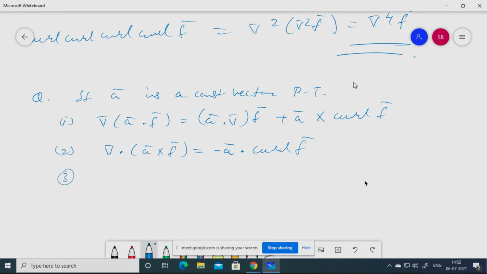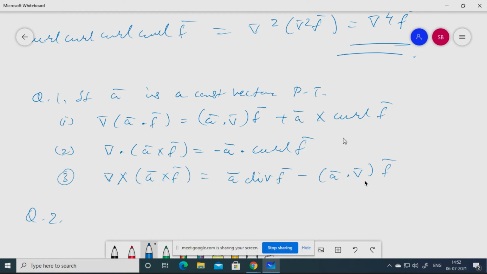Third one, del cross. So with all three, in the first one we are calculating gradient of A bar dot F bar. Second one, you are calculating divergence of A bar cross F bar. Third one, you are calculating curl of A bar cross F bar. This you need to prove: A bar into divergence of F bar minus A bar dot del F bar. Okay, this is the first question.